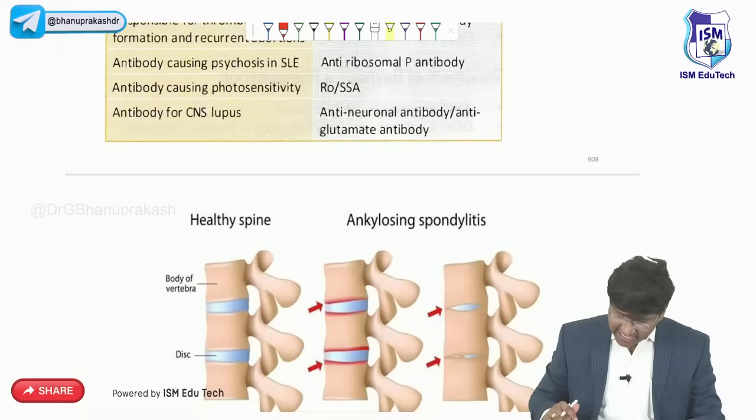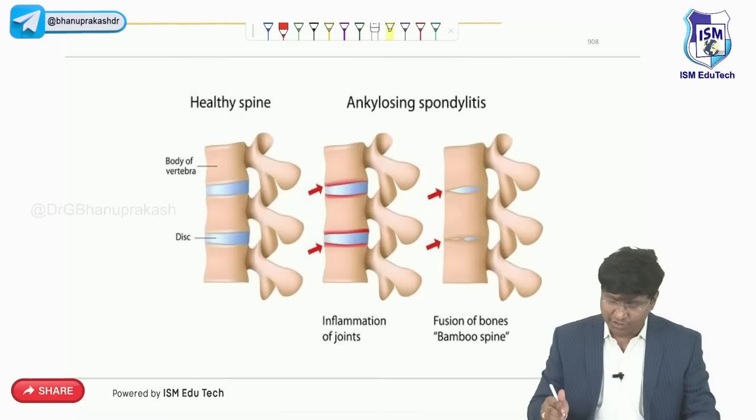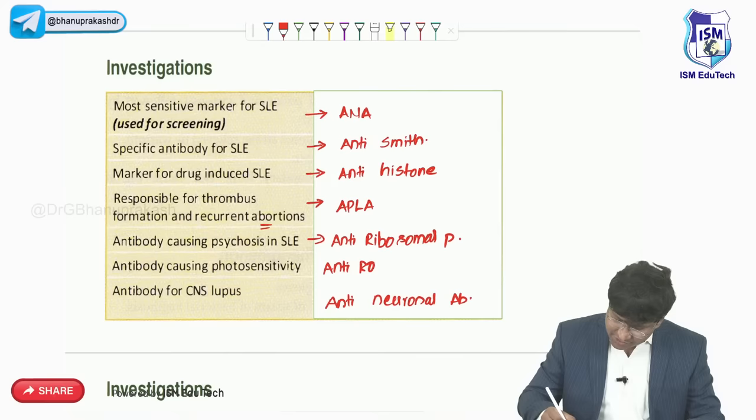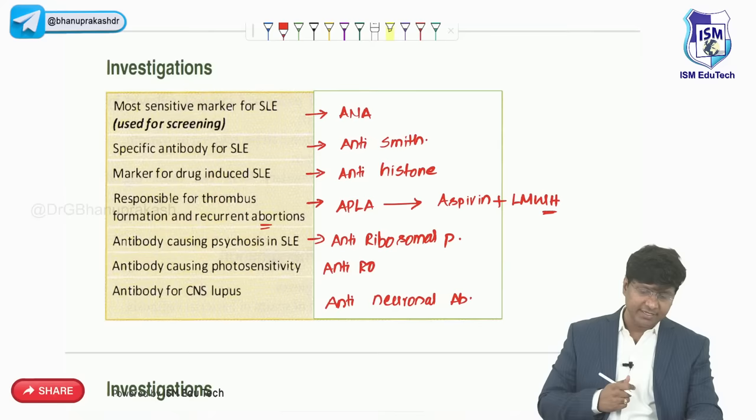Right. So after having discussed SLE, which is one of the connective tissue disorders, the next important connective tissue disorder is ankylosing spondylitis. Yes, Ankit Pandey. In pregnancy, where there are recurrent abortions because of APLA, what we give is aspirin. Along with aspirin, we also give anticoagulants, that is low molecular weight heparin, if there is development of the APLA syndrome.